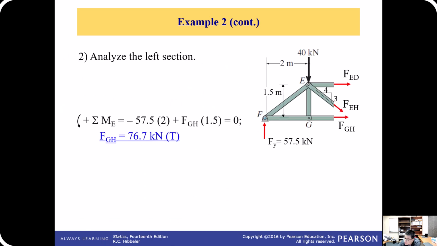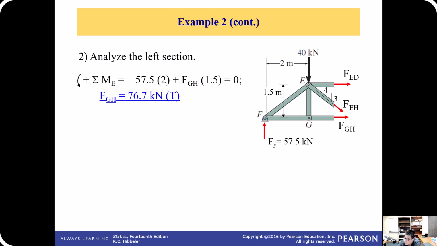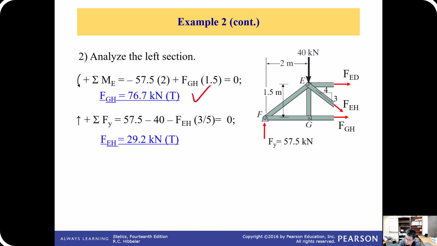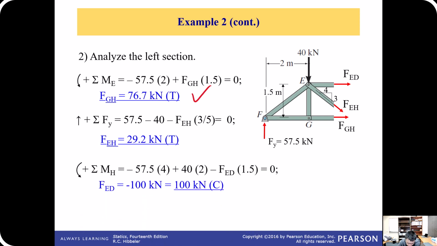Then let's draw the left section piece. The sum of moments about E equals negative 57.5 times 2 plus FGH times 1.5 equals 0. We can solve FGH. And then we can use the sum of Fy equals 0 to solve FEH. And we can also solve FED by using the sum of moments about point H equal to 0.